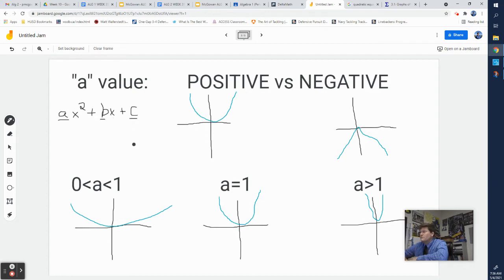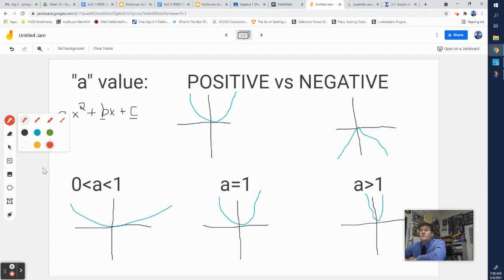C is C for constant. No variables with the constant at all. The x squared being the biggest exponent, it really tells you a lot about your graph. It tells you if it's going to go up or if it's going to go down. It tells you if it's a little wider or if it's kind of normal or if it's skinnier. So let me talk this up a little more.